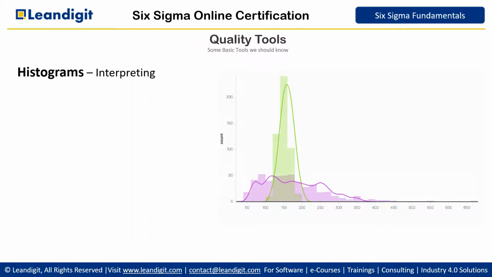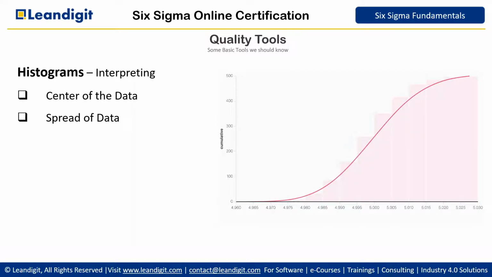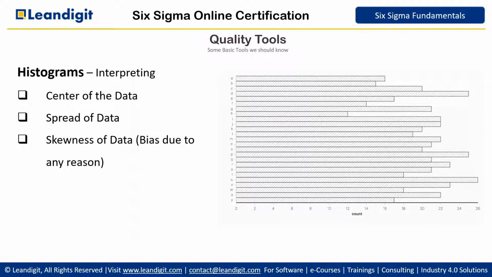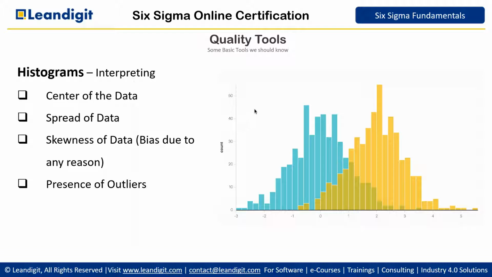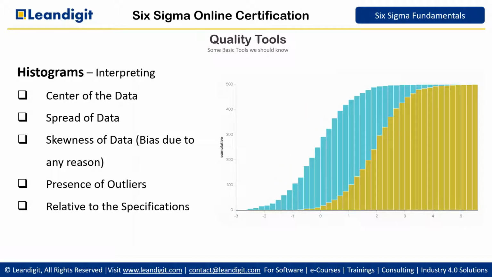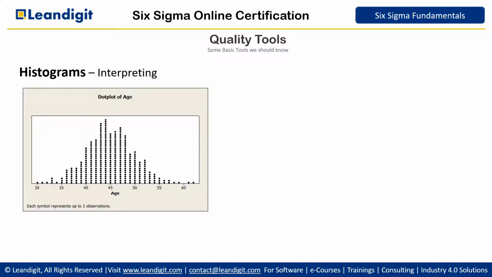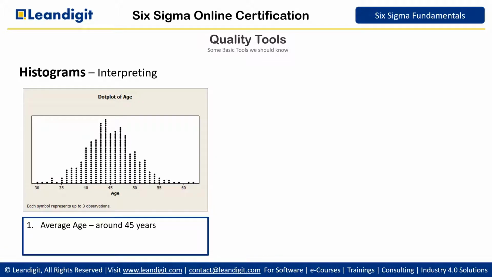The interpretation of a histogram includes the center of the data, the spread of the data, the skewness of the data, whether it is biased on any side, the presence of outliers, and also relative to specification. So these are the ways we can analyze a histogram. So let us understand how to visualize and understand a few of them. We have this data which indicates the peak, or most of the data, is accumulating towards 45 and the rest of the data is equally distributed around 45. So the age is 45. And some people are very old.